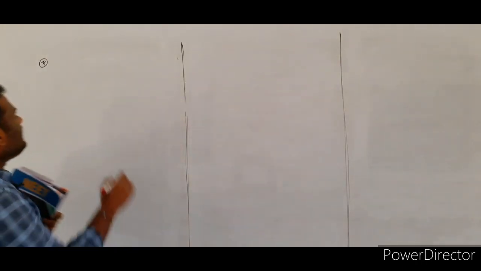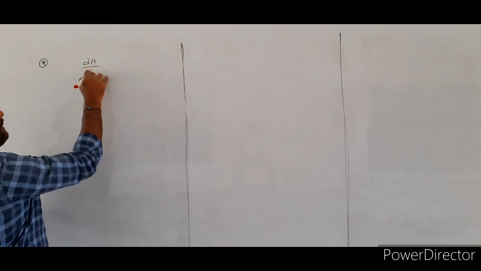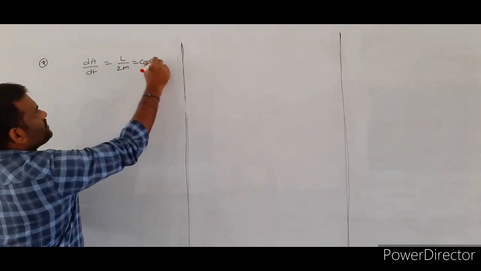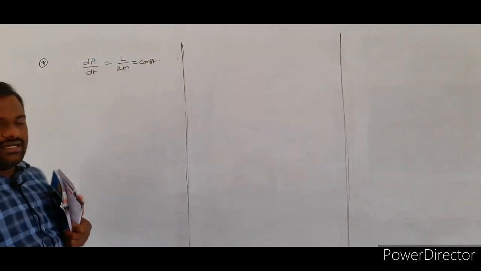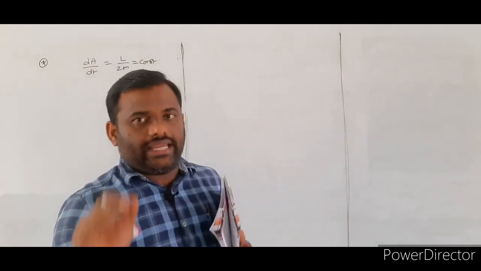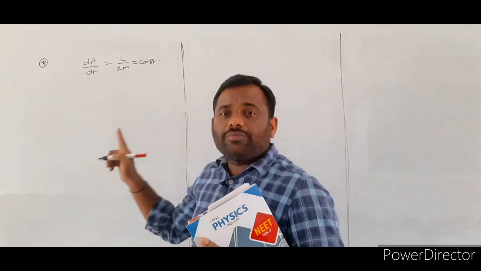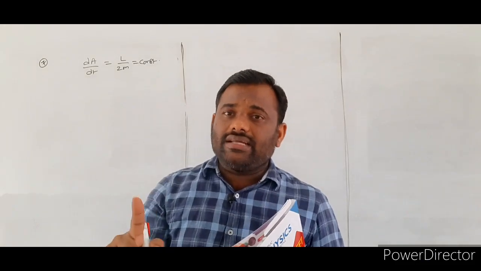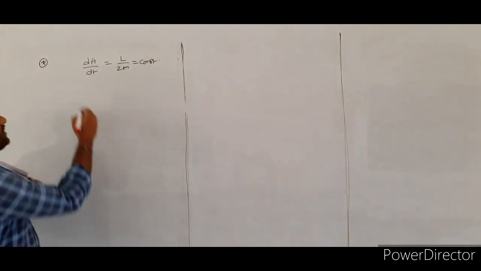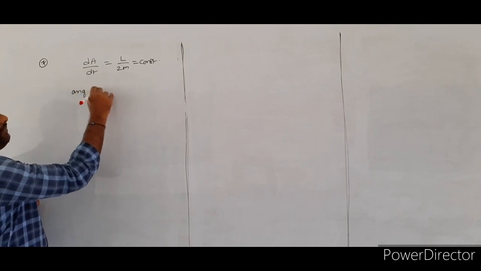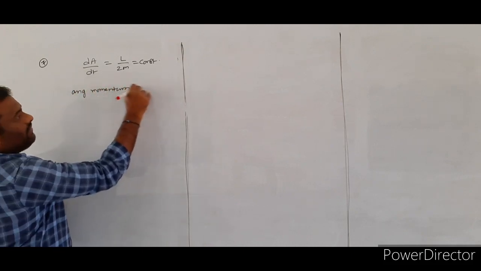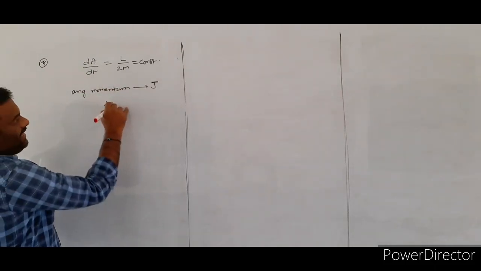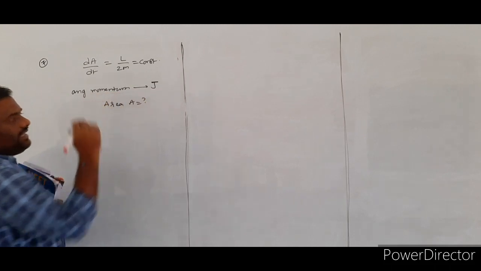According to that, we write dA by dt is equal to L by 2m, which is equal to constant. So, this is the general formula we wrote in the synopsis. According to the given data, in the given problem, instead of capital L, the angular momentum is represented by capital J. So, they are asking for the area value. So, we have to calculate the area.